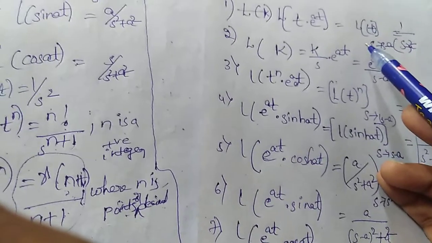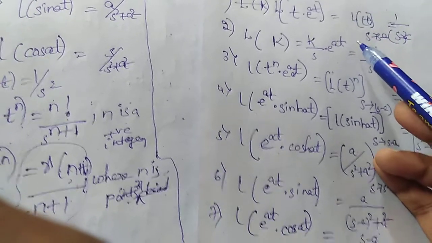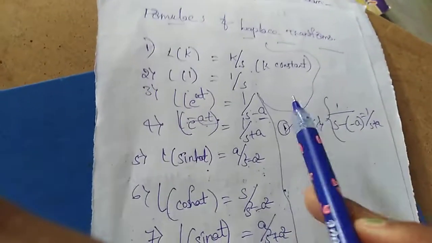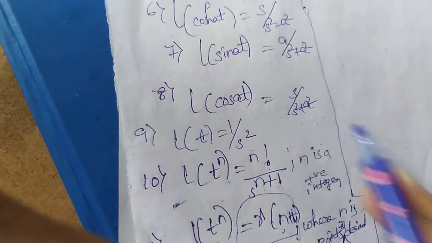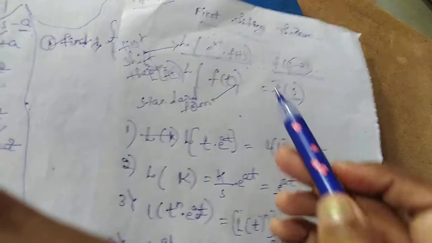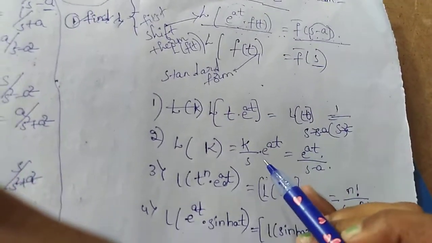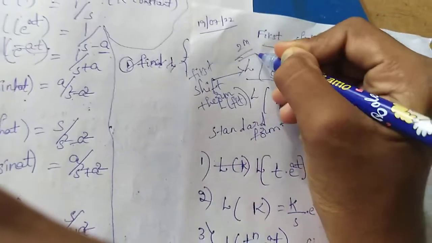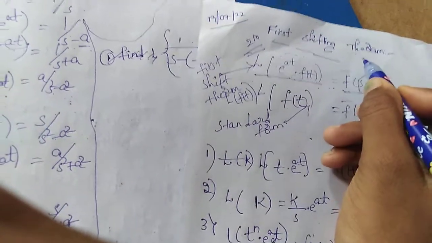These are the formulas after the first shifting theorem, and these are the standard formulas. First you have to learn the standard formulas of the Laplace transform, and after knowing the first shifting theorem we can easily change them to find the solution. Definitely it will be asked for 2 marks: write the first shifting theorem.